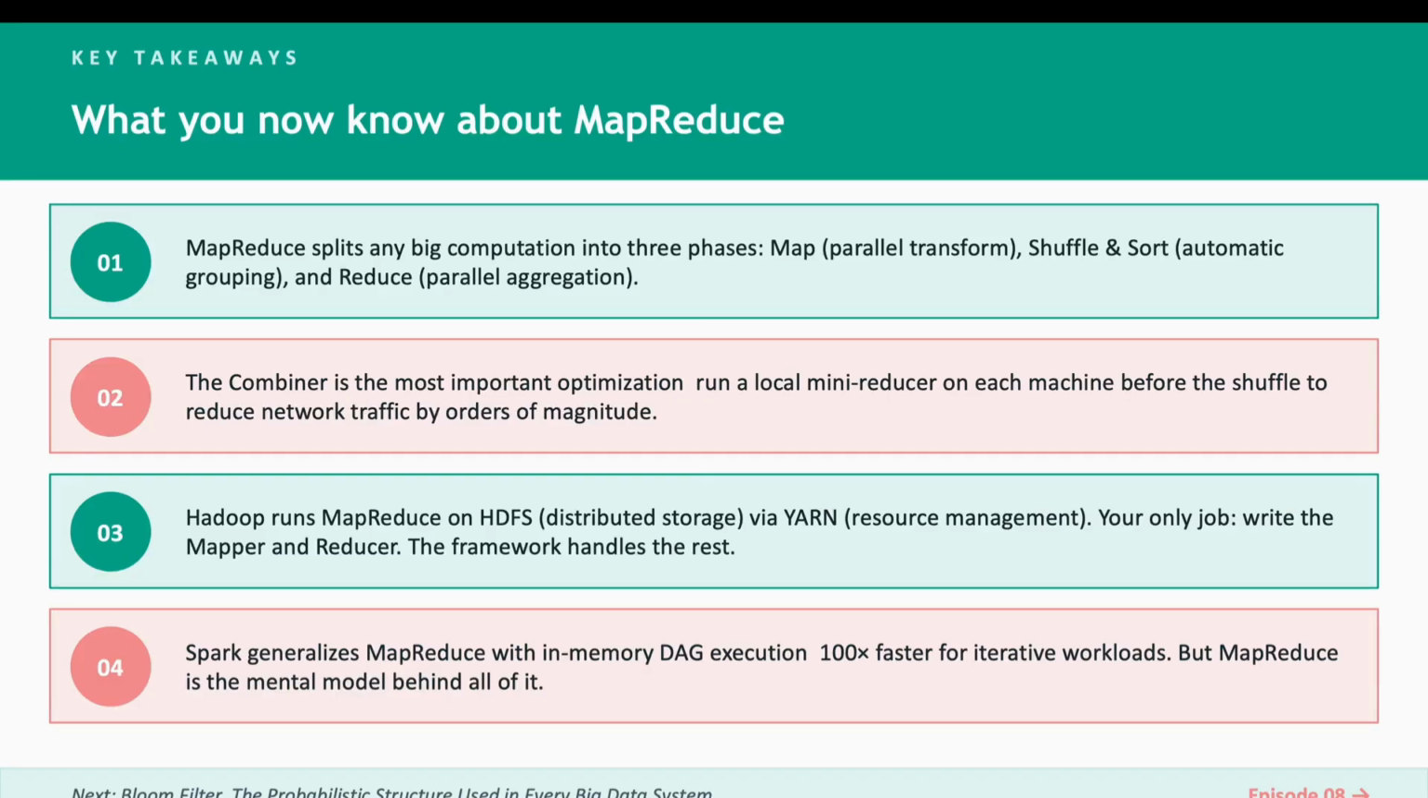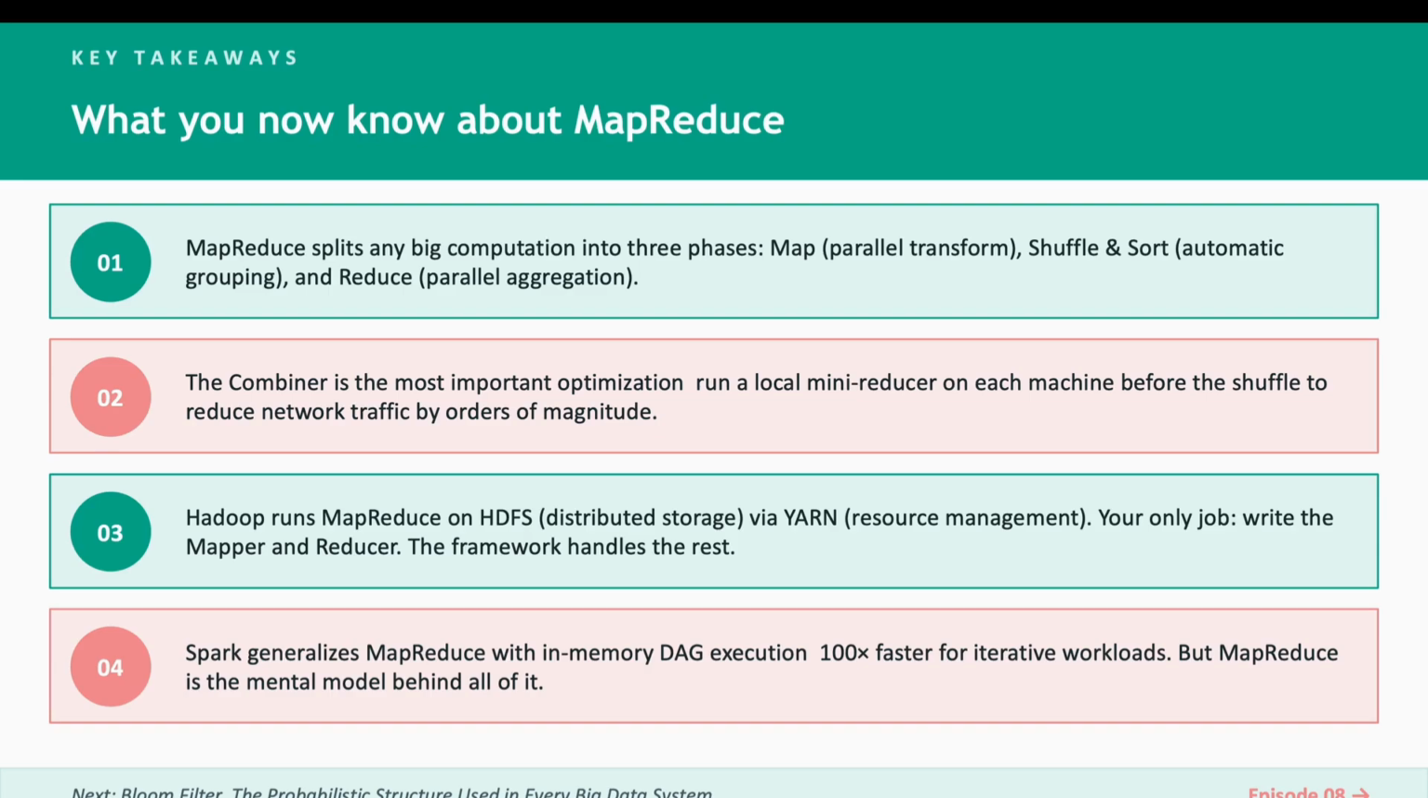So, four things you know now. One: MapReduce splits any big computation into three phases: map for parallel transformation, shuffle and sort for automatic key grouping, and reduce for parallel aggregation. Two: the combiner is the most important optimization. Run a local mini reducer on each machine before the shuffle to reduce the network traffic by orders of magnitude. Only safe for commutative and associative operations.